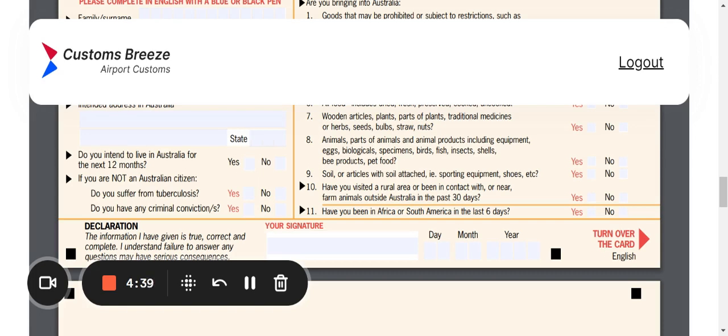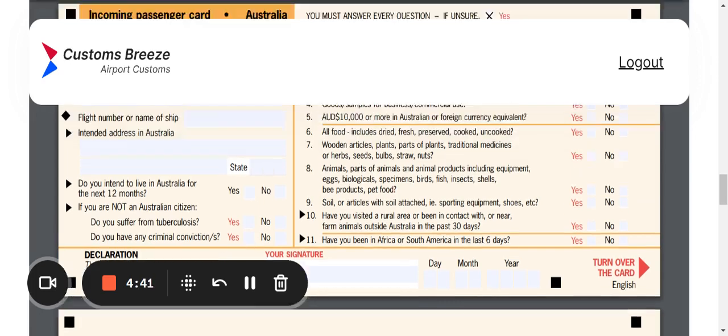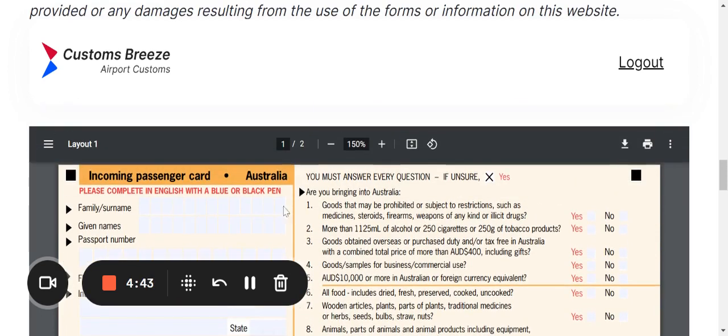Okay, so now we're going to scroll back up so we get to the other section on this side of the card. Okay, so next we have, and this is something that you have to look at, this is really at the start of the card. It says you must answer every question. If unsure, you have to put an X in the yes box.